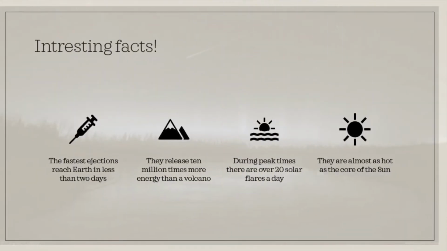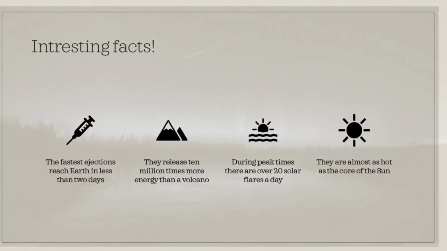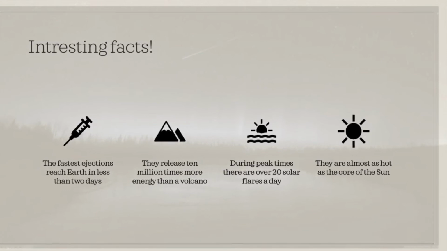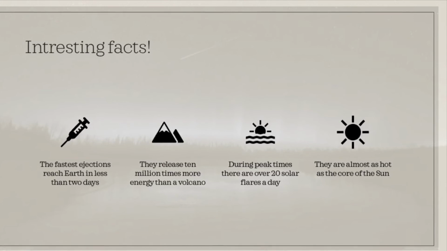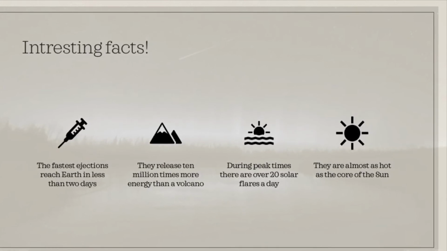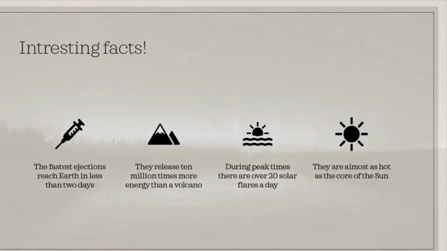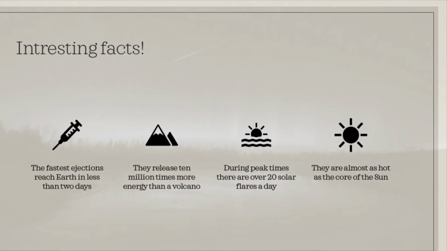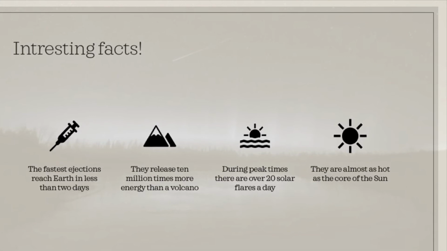So now, let me point out a few things that are very interesting facts about solar flares. The fastest ejection reaches Earth in less than 2 days. And that sounds like a long time to you, but for the damage that it causes, it's a really short time. They release 10 million times more energy than a volcano. And you already know how much one volcano can cause, so imagine 10 million times more.